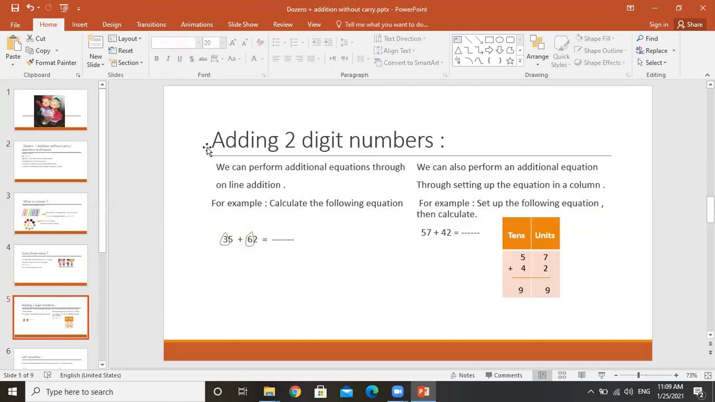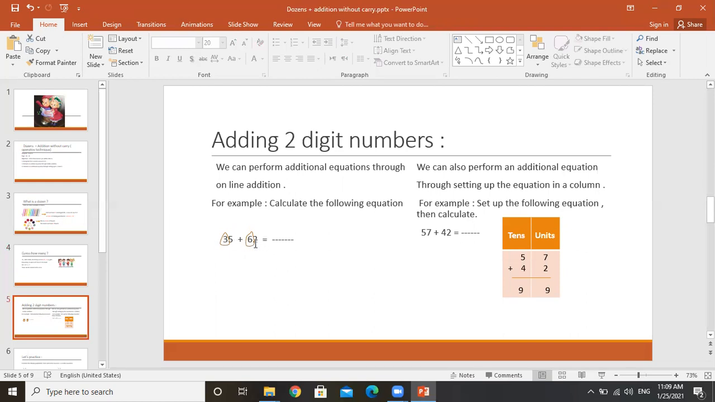Now we are going to learn how to add two-digit numbers. Two-digit numbers are numbers from 10 till 99. So if we want to add two-digit numbers, we have two ways. Either we can perform the addition equation through online addition. Let's see this example. Calculate the following equation.